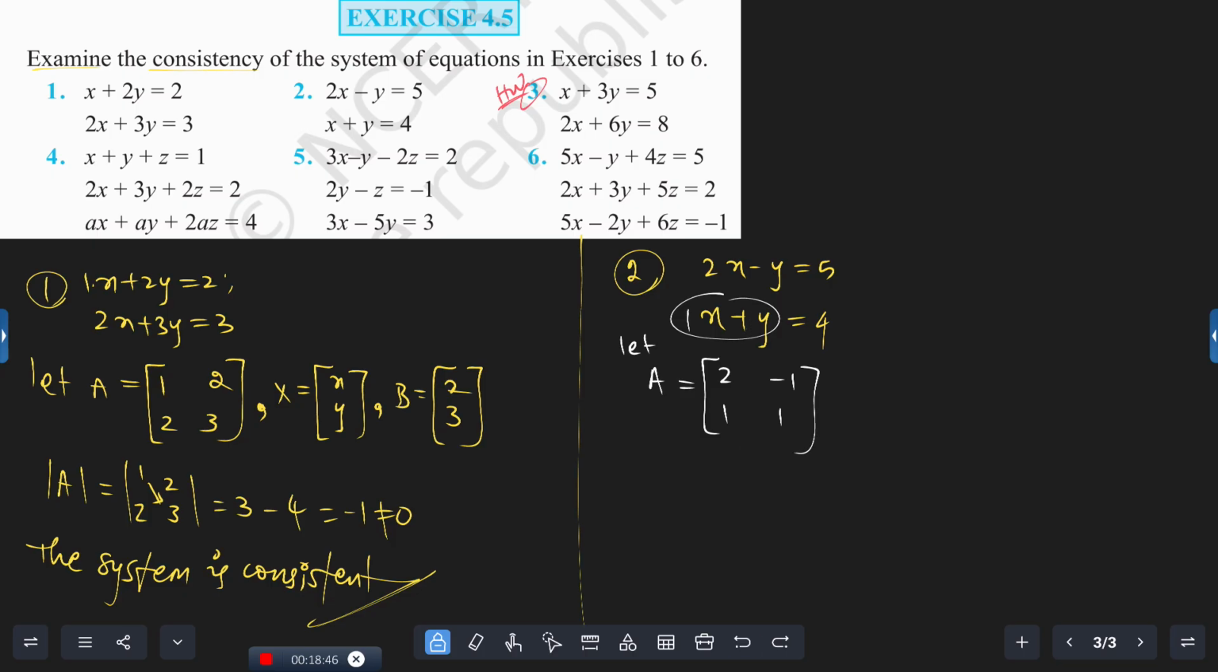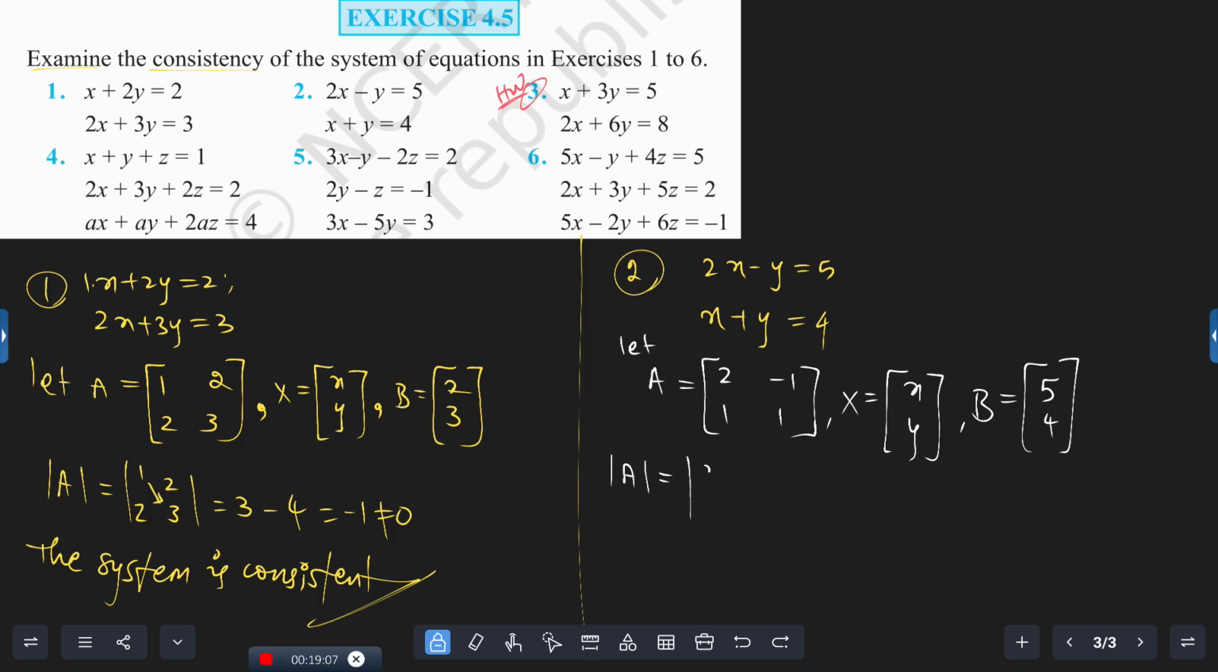Row-wise only we should write, children. The coefficient matrix we have to write row-wise only. And the variable matrix, I always said, is column-wise. Even the constant matrix is column-wise, 5, 4. But there is no work for the variable and constant matrix here, only for the coefficient matrix.